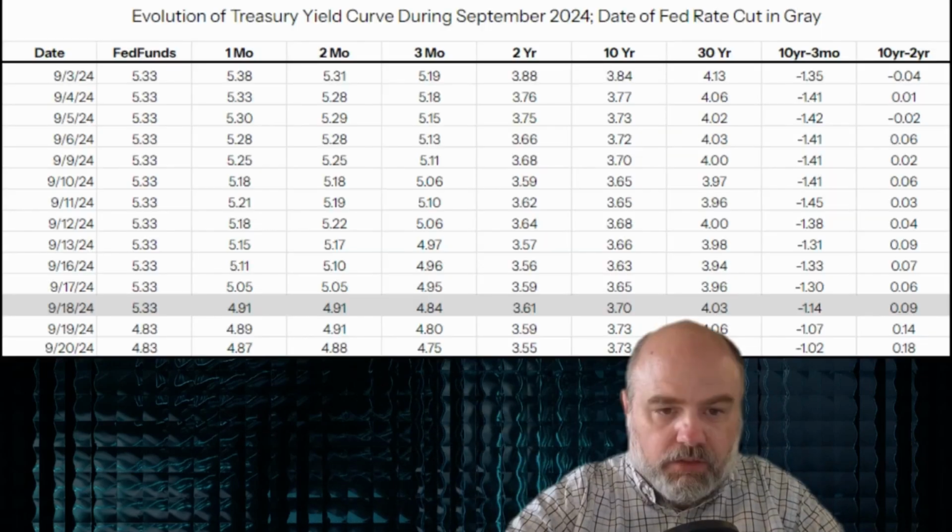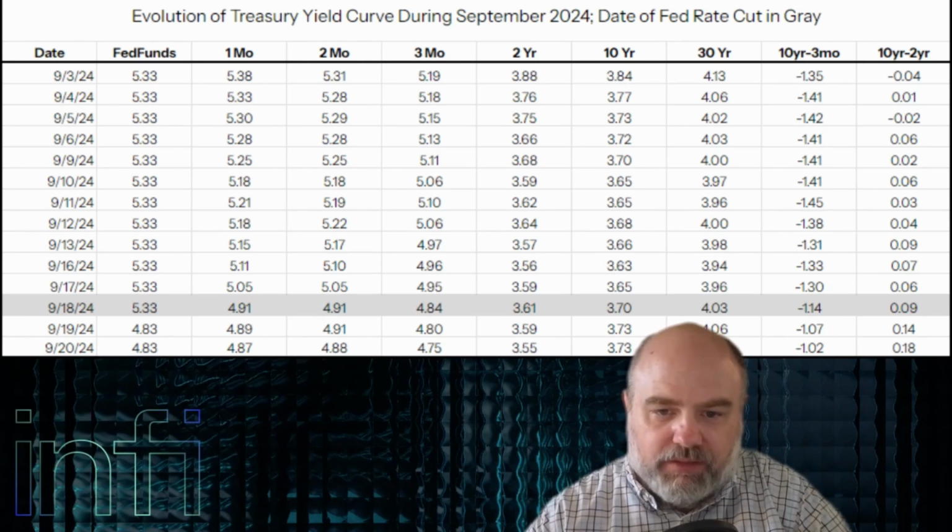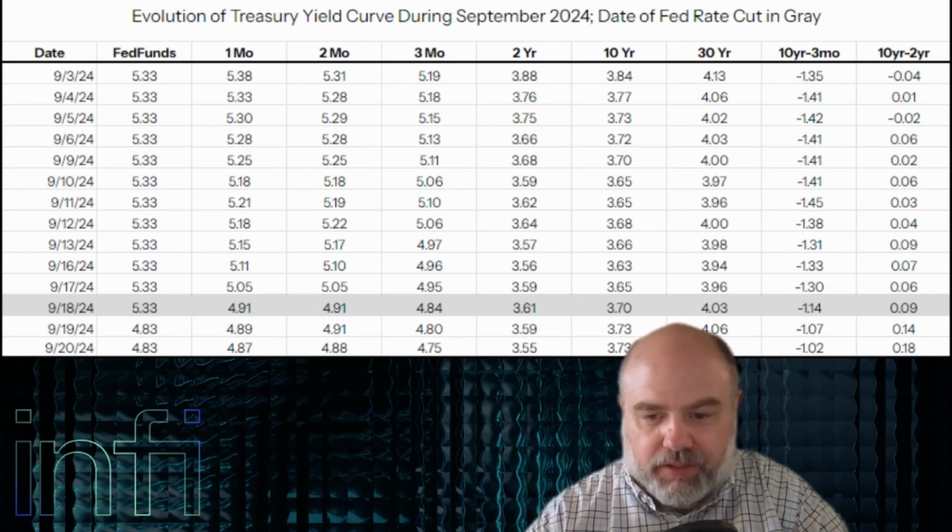And just to underscore that, let's go ahead and look at the actual data about the yield curve, the different maturities on the treasuries. So this table is showing the evolution of the Treasury yield curve during September of 2024 with the date when the Fed announced its 50 basis point rate cut. I've highlighted it in gray.